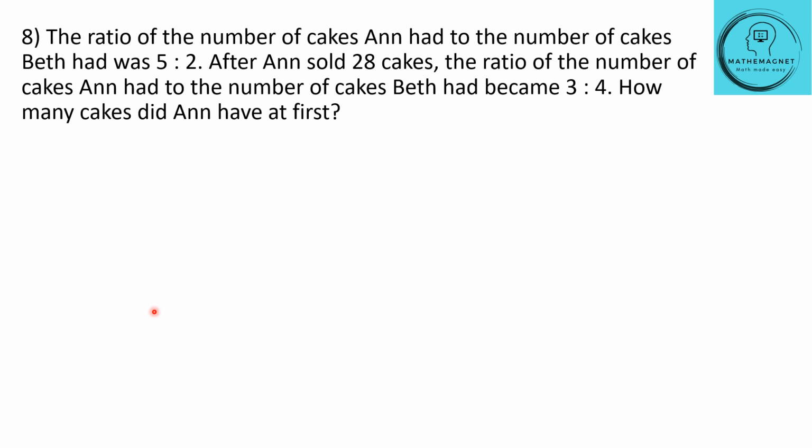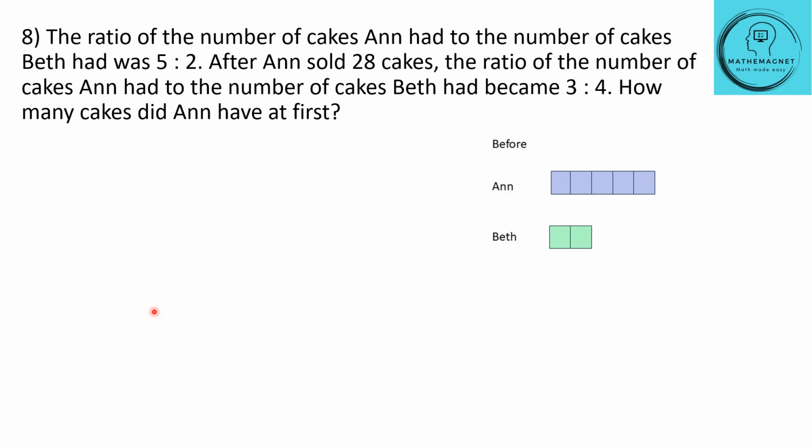So again, this is a before and after model. So initially the number of cakes Anne had to the number of cakes Beth had was in the ratio of 5 is to 2. So which means Anne will have 5 units and Beth will have 2 units. Now after Anne sold 28 cakes, the ratio of the number of cakes Anne had to the number of cakes Beth had became 3 is to 4.